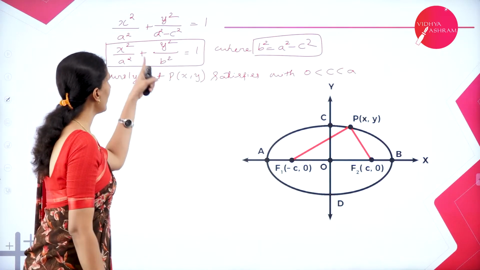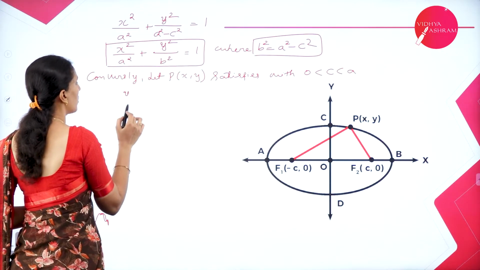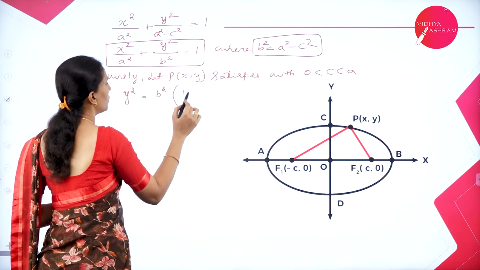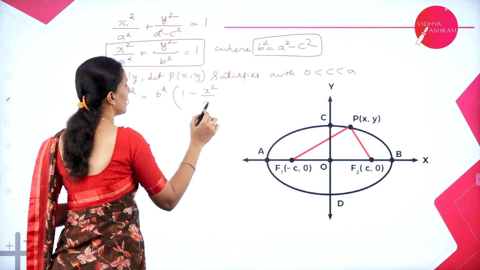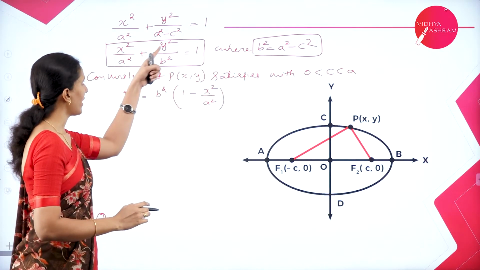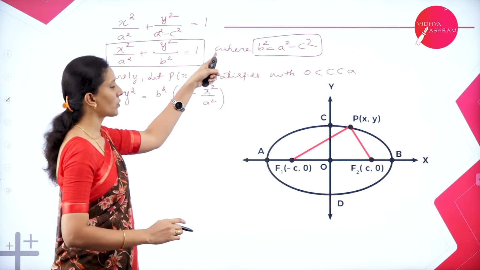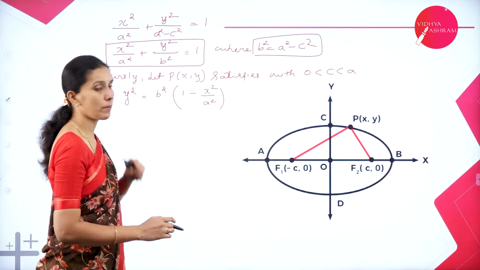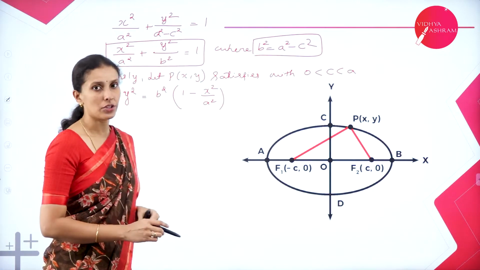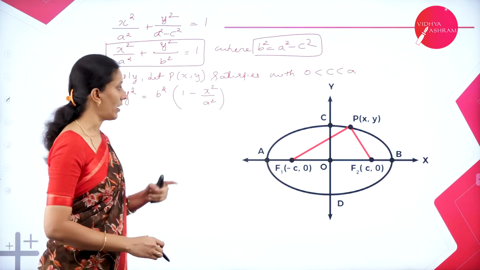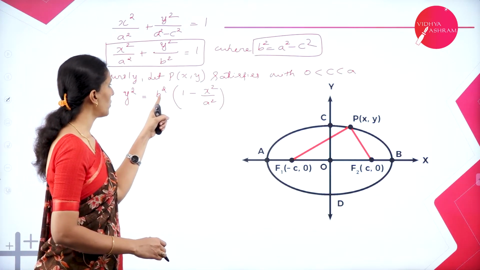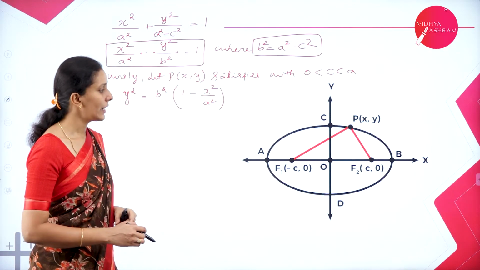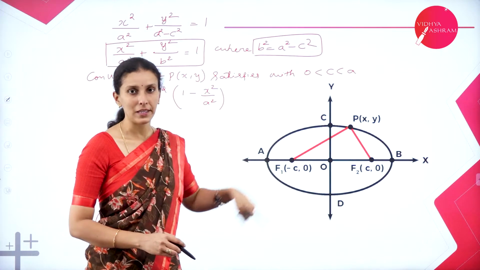Now, if you rearrange this equation, you will get y square is equal to b square into 1 minus x square by a square. If you want y square here, you can shift x square by a square to the right hand side, so it becomes 1 minus x square by a square, and b square you can shift so that it will become multiply. So you will get y square is equal to b square into 1 minus x square by a square. Now, let us take PF1.